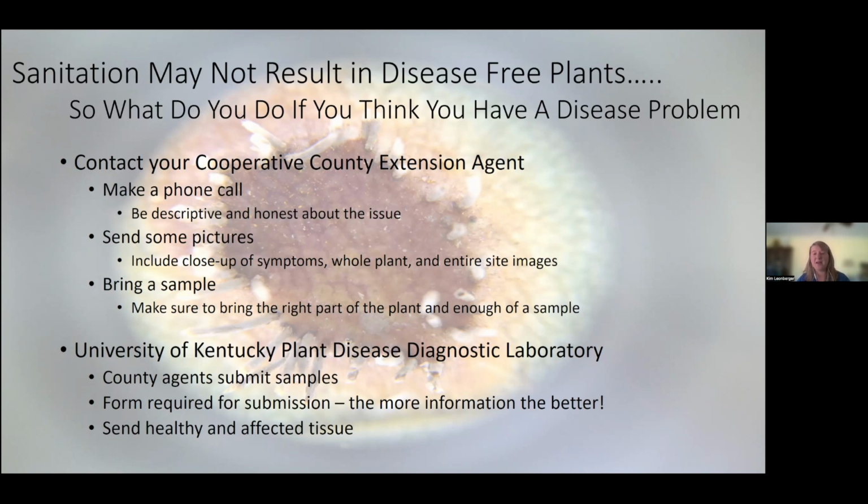There is a form that is required to submit a sample, and it asks a lot of questions. So it kind of seems like, why do I need to provide all this information? Well, the reason is because our diagnosticians can't see the plant, can't see the site in many cases, because you're just sending a part. And so that information is really critical in helping them through that diagnostic process to get you an answer. And again, making sure that you send a good sample is really helpful. If a sample does come to our diagnostic laboratory, understand that you're going to get a report back that's going to tell you what it's been diagnosed with, and also some management recommendations or strategies that you can use.